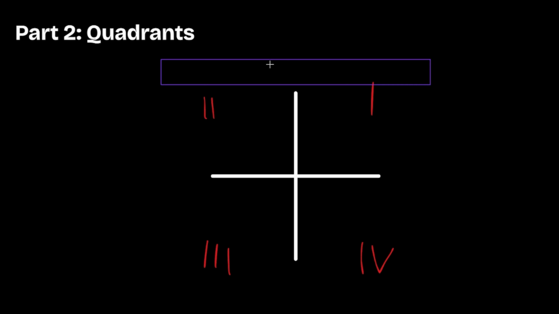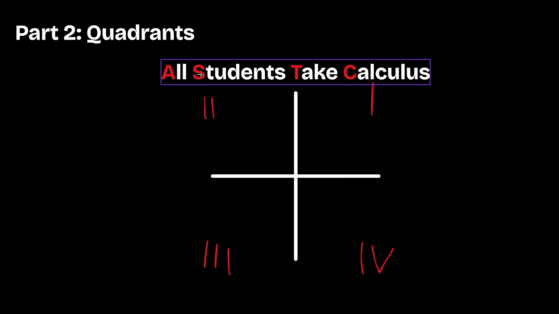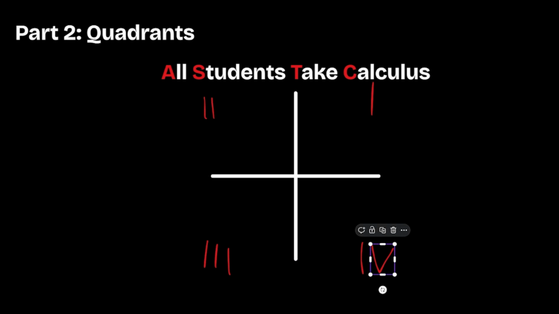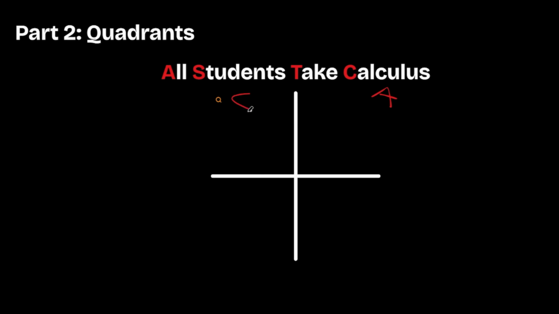So we have an abbreviation or a phrase, all students take calculus. And this is going to be used for our quadrants here. So we're going to write it counterclockwise. A, S, T, C. All students take calculus. And this is quadrant 1, this is quadrant 2, this is quadrant 3, and this is quadrant 4.